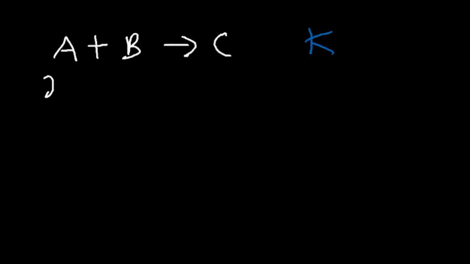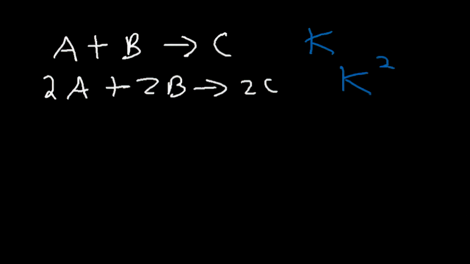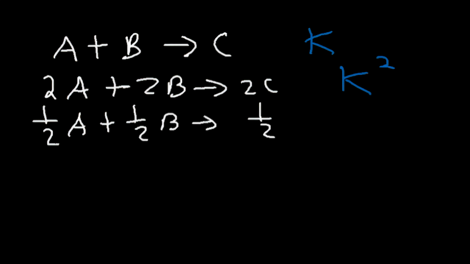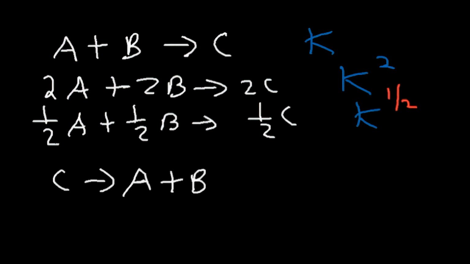So just to review, let's say if you have this reaction A plus B and it converts into C, and let's say the equilibrium constant is just K. If you double the coefficients of the reaction, it will turn into K squared. If you multiply by 1/2, it's going to be K raised to the 1/2. And finally, if you reverse it, it's going to be 1 divided by K.